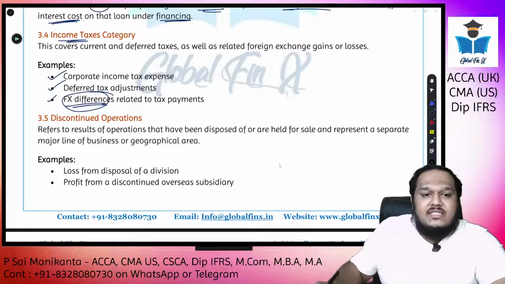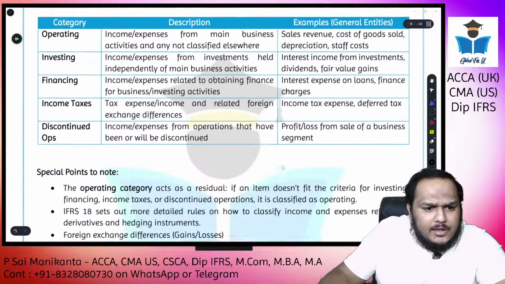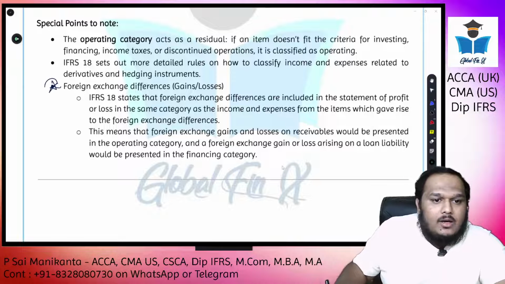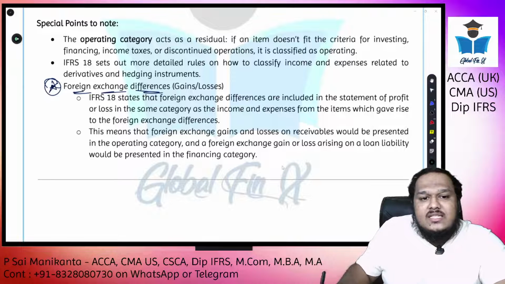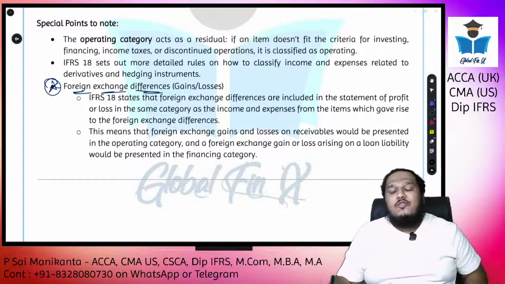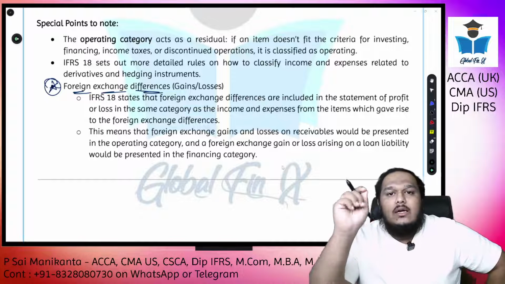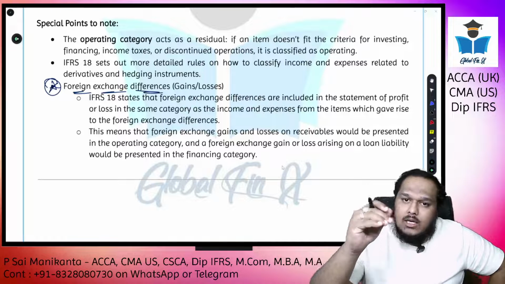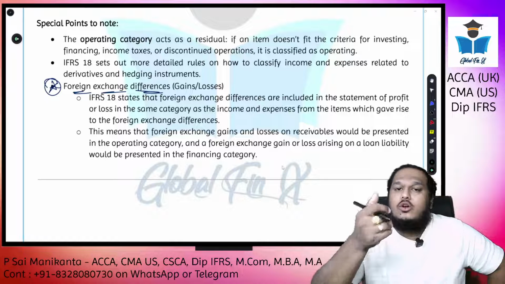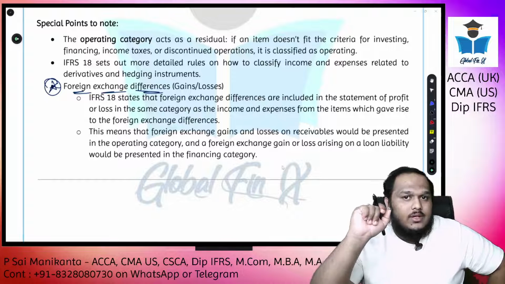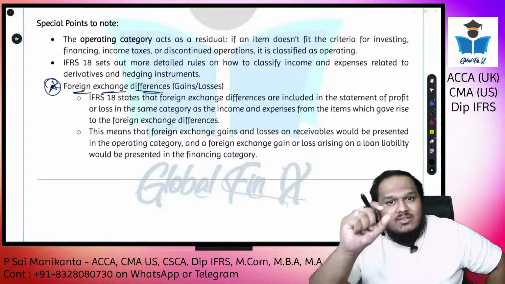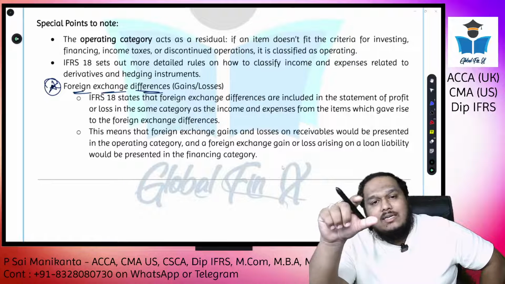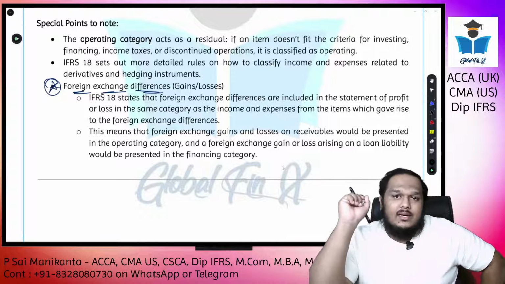So regarding FX differences, I remember putting in a note. Let me just quickly check. Yeah, special point. This one. Foreign exchange differences. So where shall we show forex gains or losses? Simple. Forex gains or losses either relate to a transaction or to a balance. So wherever that transaction is categorized, the forex adjustment related to that transaction should also be in that same category.